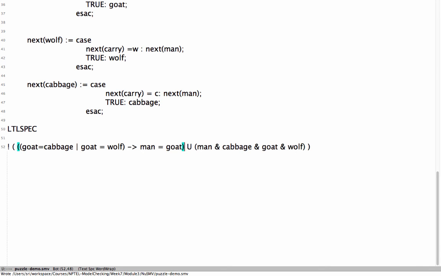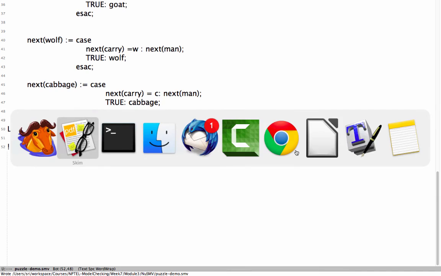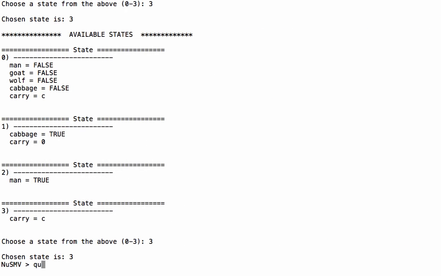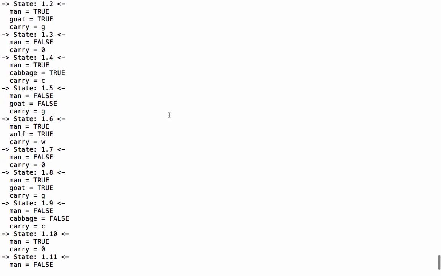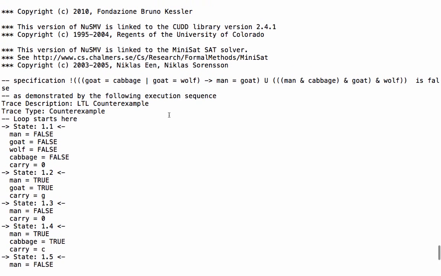Let us check this specification. We can do it directly. We just say NuSMV. It says that there exists a counterexample. What we need to do now is to understand this counterexample and form the path.